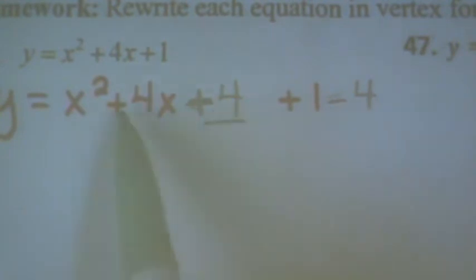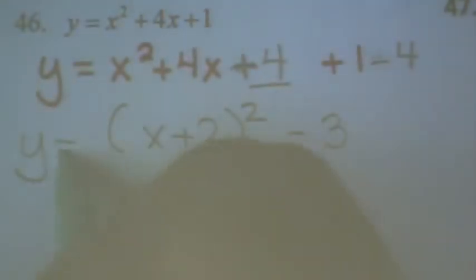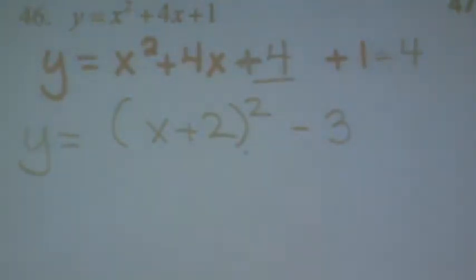Now why 4? Because 4 is half of this number squared. I made this a perfect square trinomial. These 3 terms factor to be x plus 2 quantity squared. And now this is going to be the y value of your vertex. Isn't that easier? Yeah, because you're just moving a number over. It's easier.